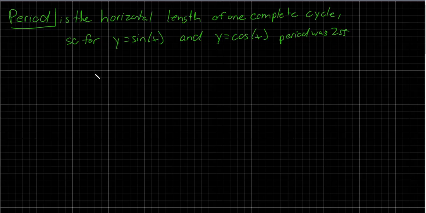And there's a formula we're going to use in the future, which we should definitely write down now. So our period formula is P equals 2 pi over the absolute value of B. And we'll talk about what B is later. But we should definitely have that in our notes.